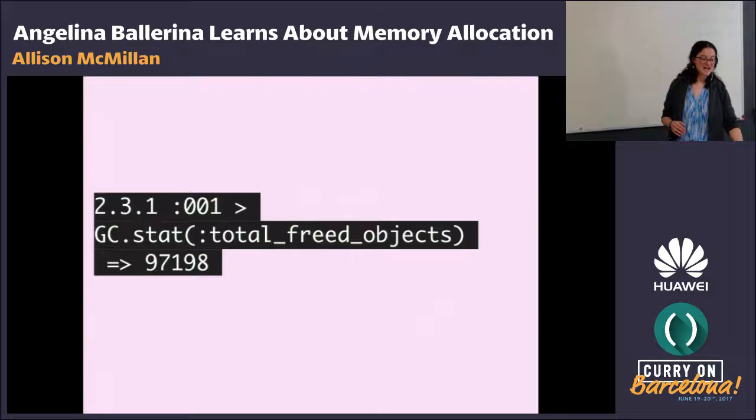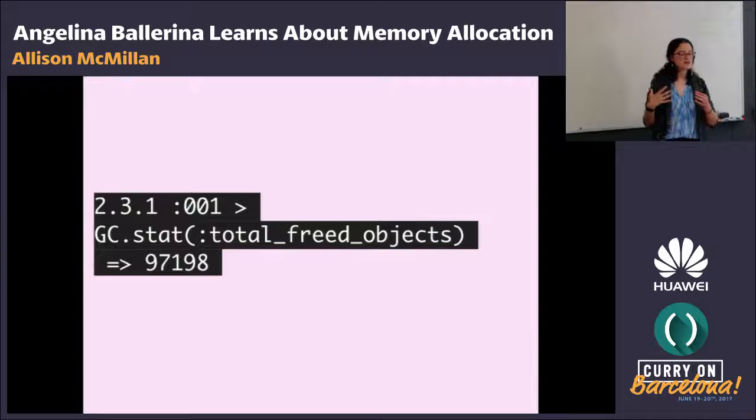So for example, GC Stat has a ton of different options. One option is total freed objects. This is useful when you know you're creating lots of objects and maybe you want to see if the objects are being released in order to make room for new objects. By running GC Stat total freed objects before and after a method, you can see how that's working or if it's even working at all.